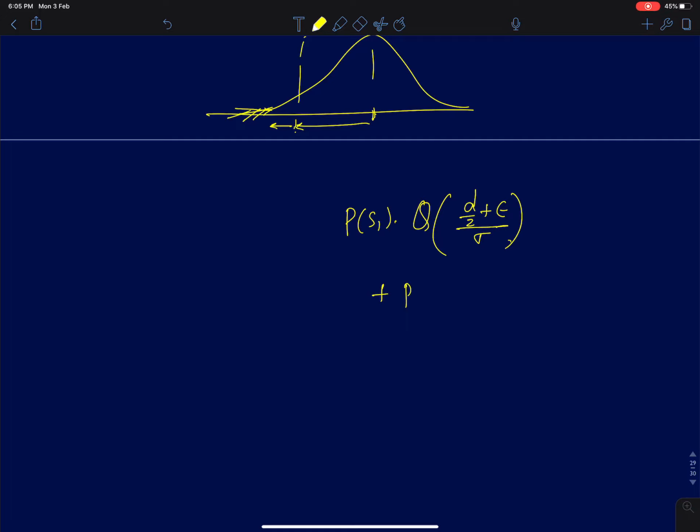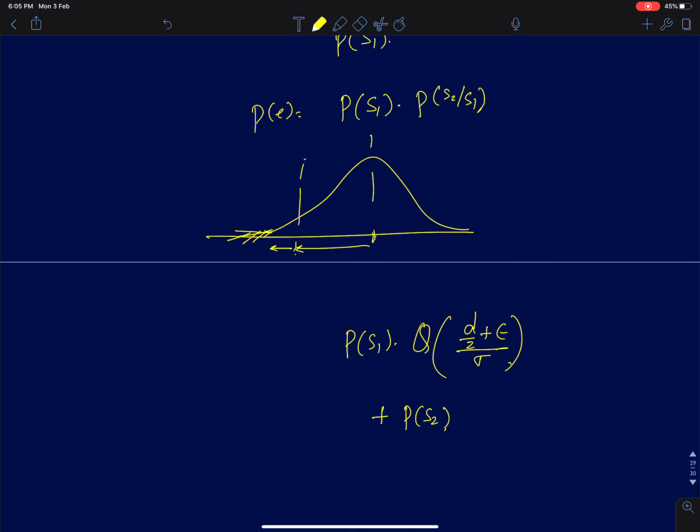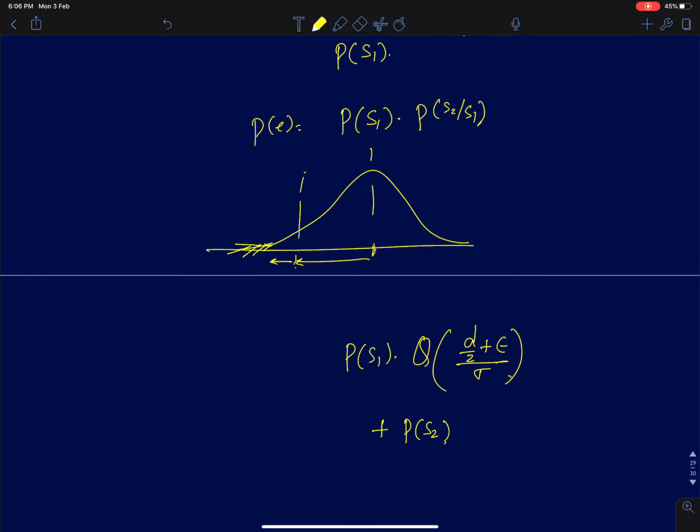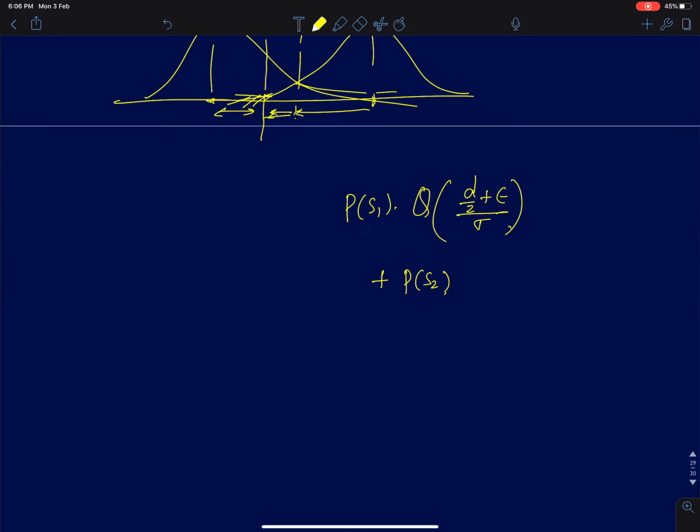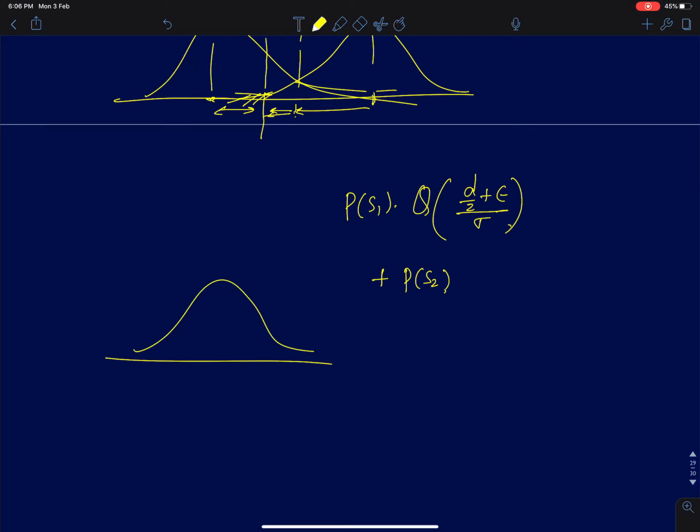Plus probability of S2 into, now since your threshold point is not at the origin but rather epsilon away from it, for S2 the area of integration will start from, you can very easily show, d by 2 minus epsilon from here. That will be the point where your threshold is applied. So it will be Q of d by 2 minus epsilon by sigma.